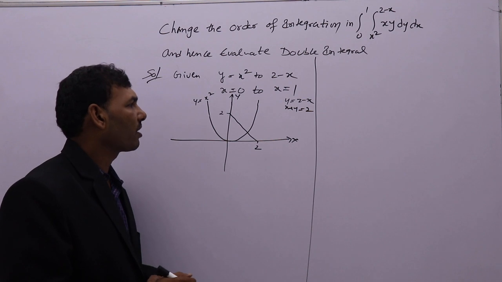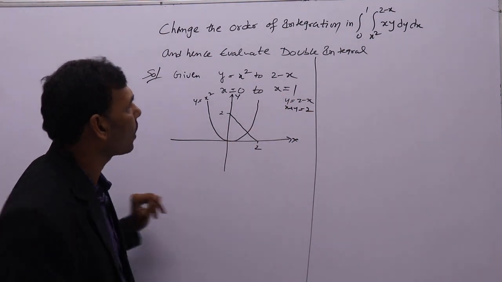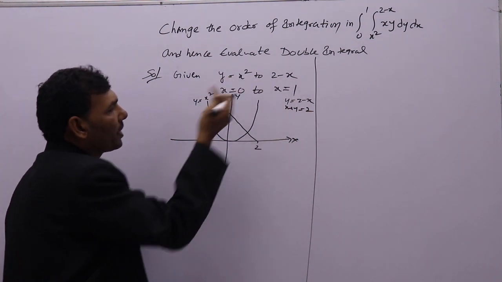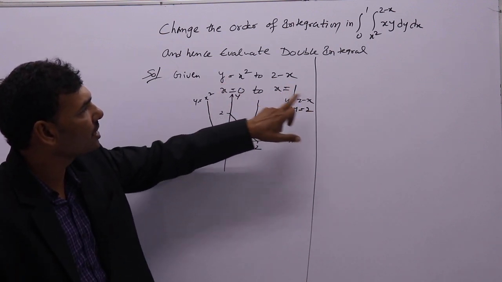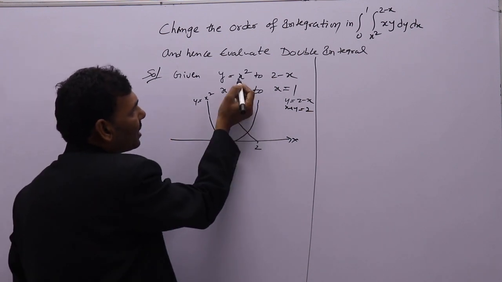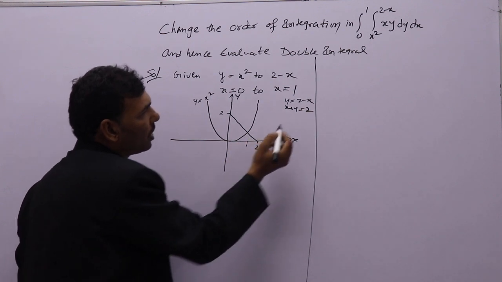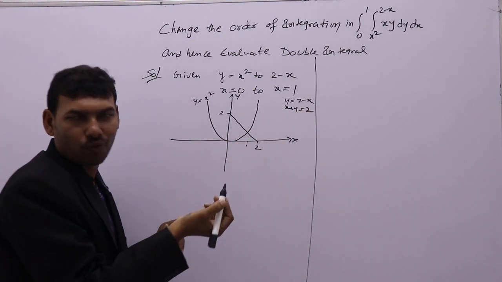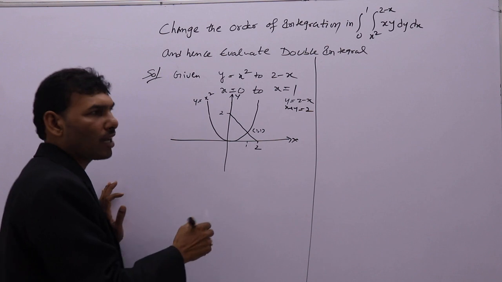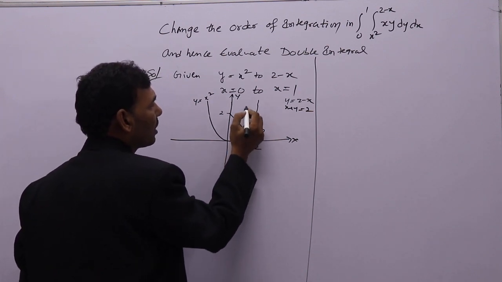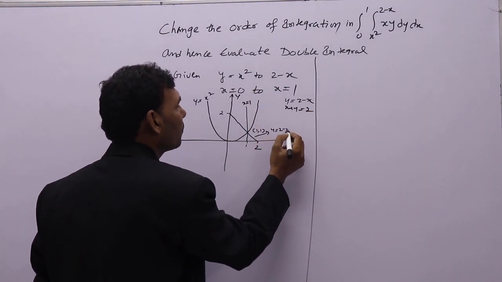Okay? Now we need to draw the x equal to 1 line also. If you put x equal to 1 here, y equal to 1. That means the point of intersection of these lines will be this one. The line x equal to 1 intersects the parabola at 1 unit distance. If you put x equal to 1 in 2 minus x, you get y equal to 1. That means this is the common point of intersection for all the curves. So this is the x equal to 1 line, and this is the given y equal to 2 minus x.